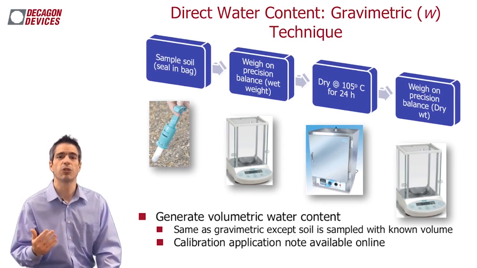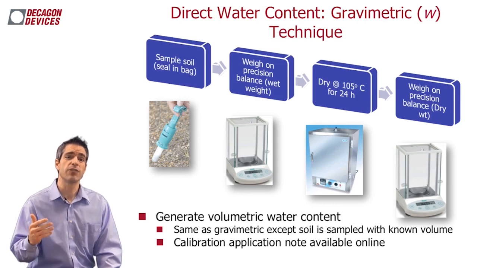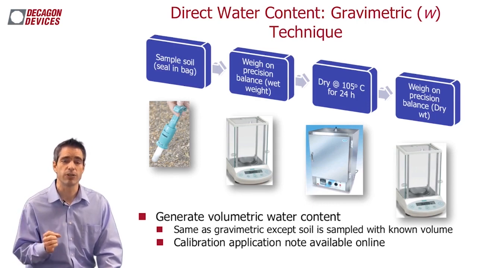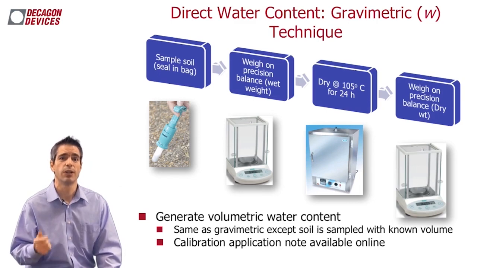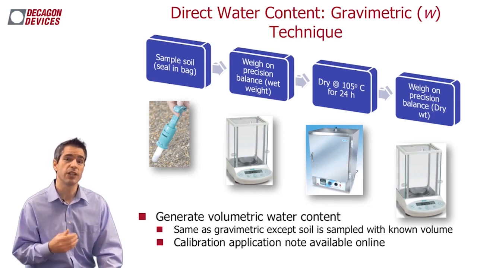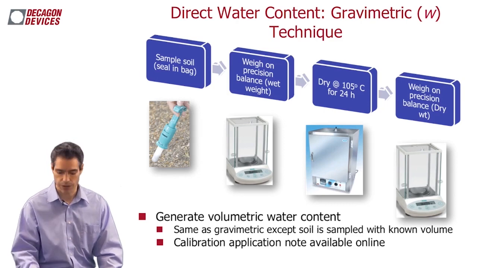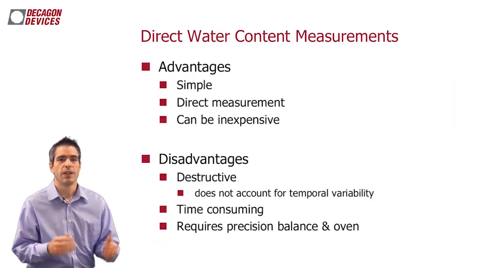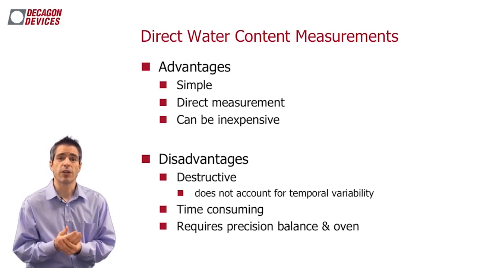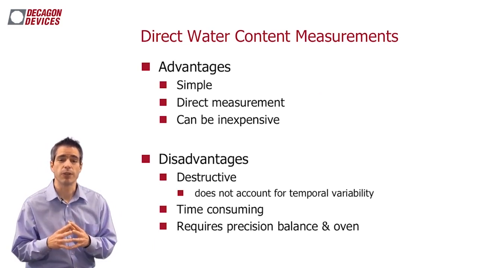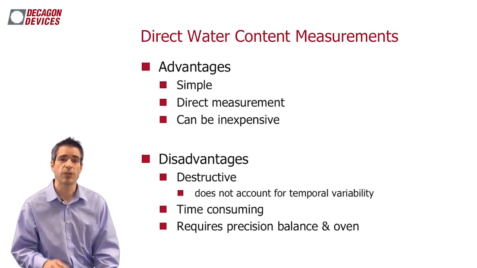Now, just as a general note, we are going to have to use this to calibrate all other techniques. And there are application notes online available. Certainly from our website at decagon.com, you can go in and search for an application note on calibration, and you can actually get step-by-step instructions on how to do this. With each technique we talk about, I'm going to briefly discuss some of the advantages and disadvantages after I get done talking about the theory behind it.